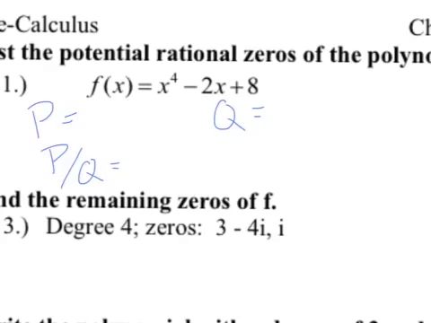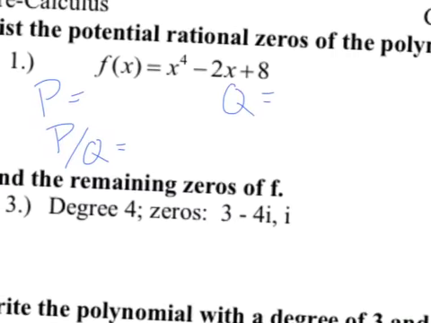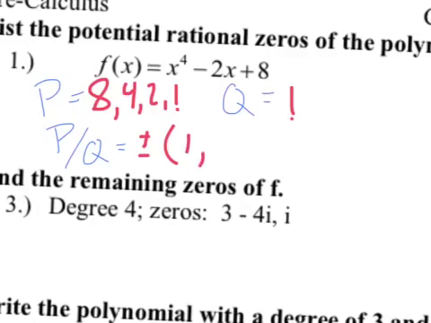First one, it says, find the potential rational zeros of the polynomial, P's and Q's. Remember, P is the last number, so in this case, P is 8. And the factors of 8: 8, 4, 2, and 1. Q is equal to 1. So my P's over Q's is plus or minus all of the P's. So 1 over 1 is 1. 2 over 1 is 2. 4 over 1 is 4. 8 over 1 is 8. Done.